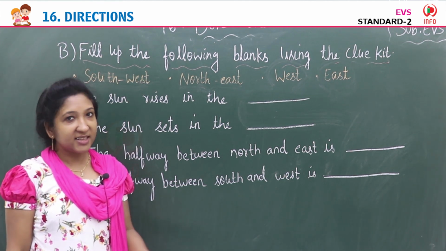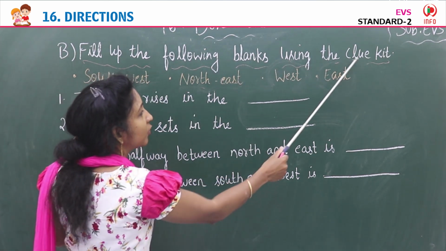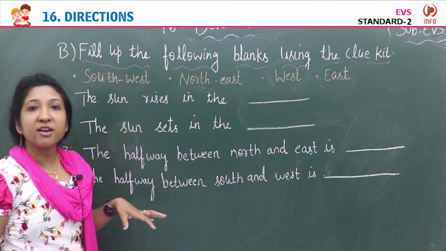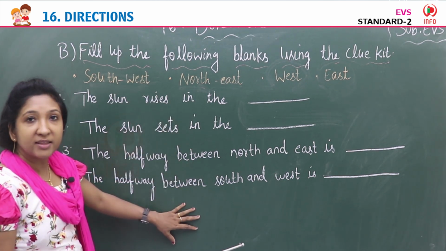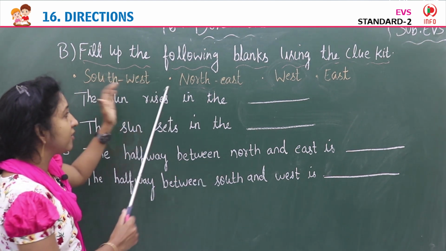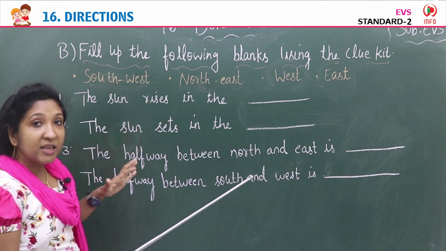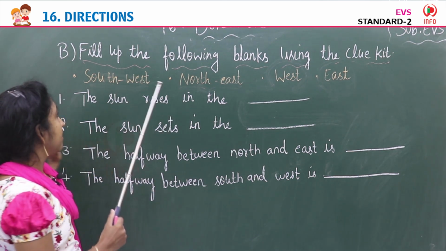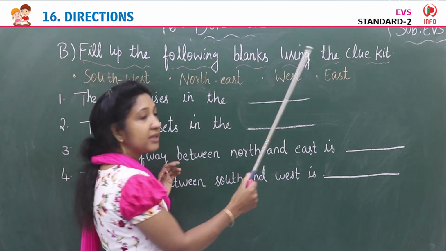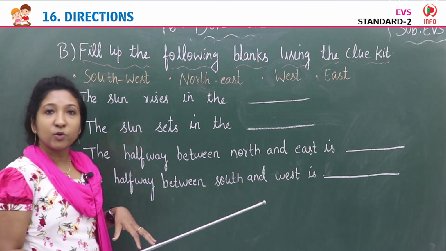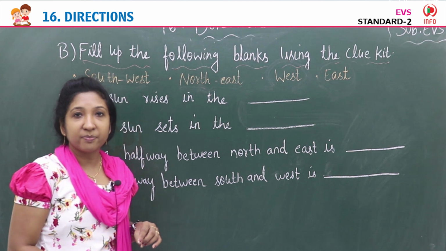Children, so our next exercise is exercise B. Fill up the following blanks using the clue kit. There is a clue kit given for the fill in the blanks. In the textbook, children, it is given below the fill in the blanks. I have written here above the fill in the blanks so that you can see it clearly. Okay, so let us see which are the words given in the clue kit. Southwest, northeast, west, east. These are the words in the clue kit. Using these words, you have to fill each blank. Okay.